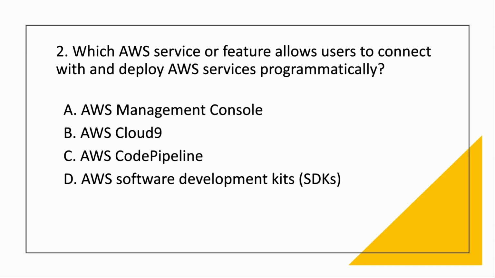So next we come to CodePipeline. So what is CodePipeline? It's a fully managed continuous delivery service that helps you automate your release pipelines for fast and reliable application and infrastructure updates. So the service that allows users to connect with and deploy AWS services programmatically is CodePipeline.